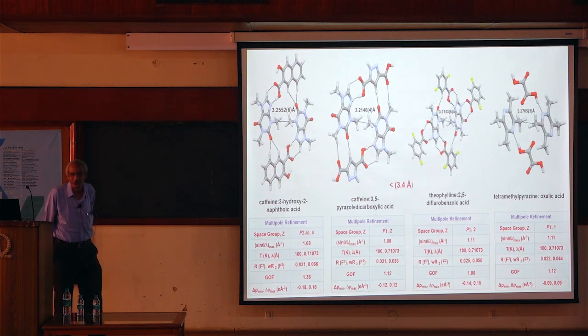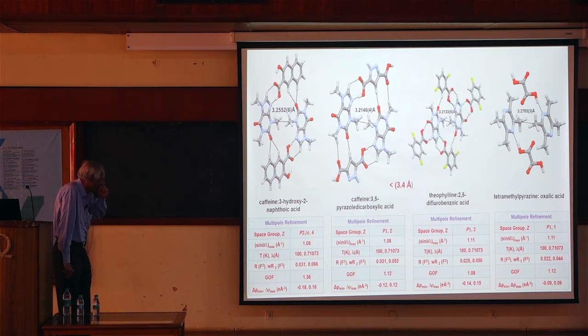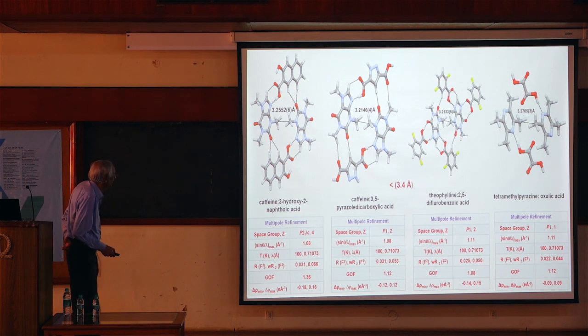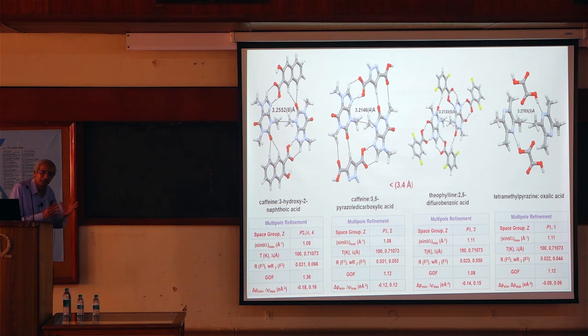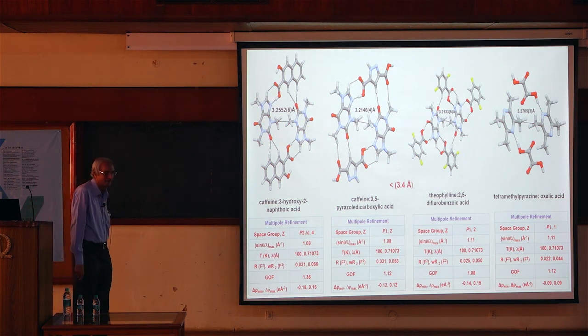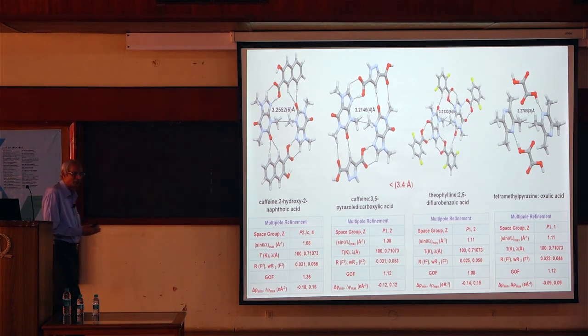Then we designed 4 molecules. We made 4 molecules in such a way that we have these methyl-methyl interactions put in. These are 4 co-crystals: caffeine with a hydroxy acid, caffeine with another acid, theophylline and 2,5-difluorobenzoic acid, and tetramethylpyrazine and oxalic acid. You see there are 2 types of methyl groups here: the methyl groups which come closer than the sum of the van der Waals radii, which are marked here, and other methyl groups which do not come closer than the sum of the van der Waals radii.